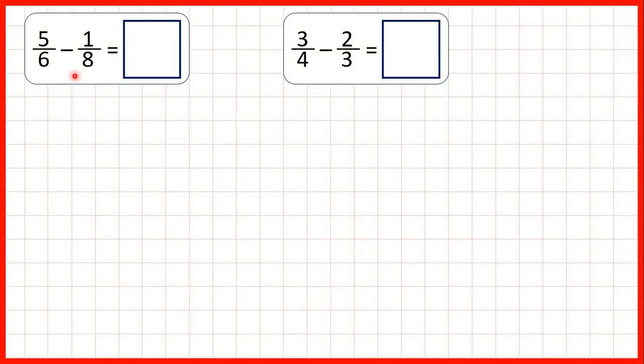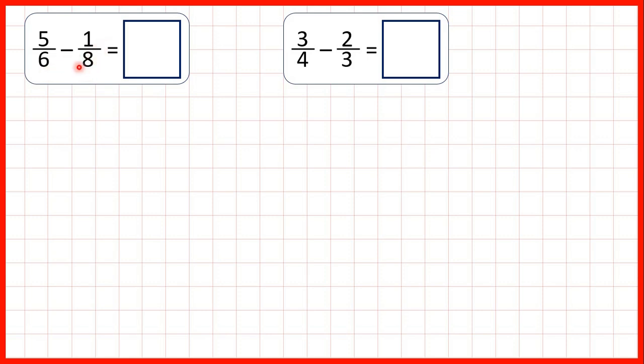So now we're subtracting fractions with different denominators. But here, the larger denominator is not a multiple of the smaller denominator. So that means that we need to find equivalent fractions for both fractions. So first, we have 5/6 minus 1/8.